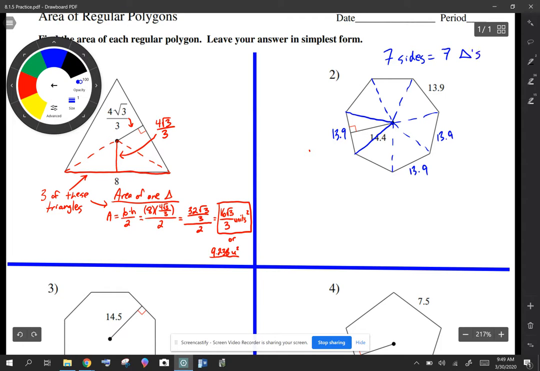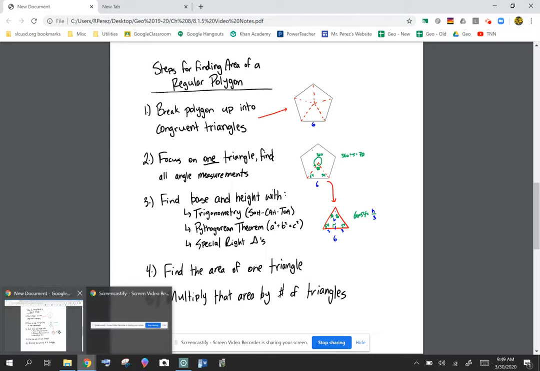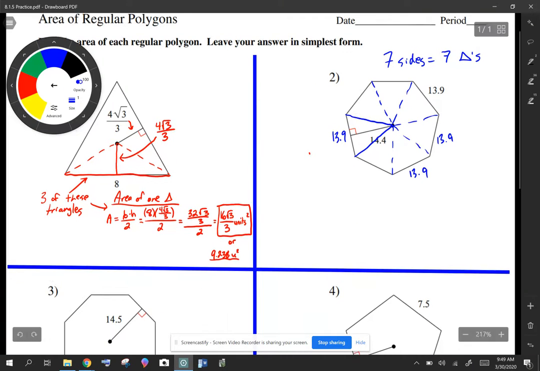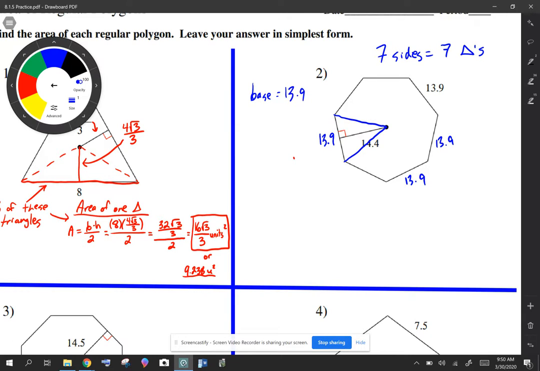So now that we know there's 7 triangles, all we have to do, if we go back to the steps, is find the one triangle's area, and then we can multiply that by 7. The third step is finding the base and height. If you look back at this triangle, I'm going to get rid of all these marks here and just focus on the one triangle again. We actually already know the triangle's base and height. The base is going to be that 13.9, and the height is that 14.4, which is also called the apothem.